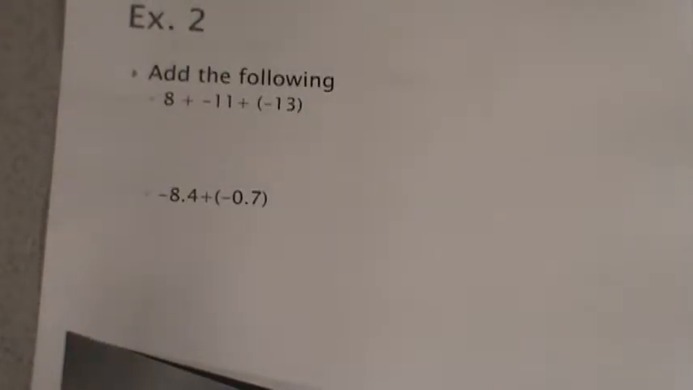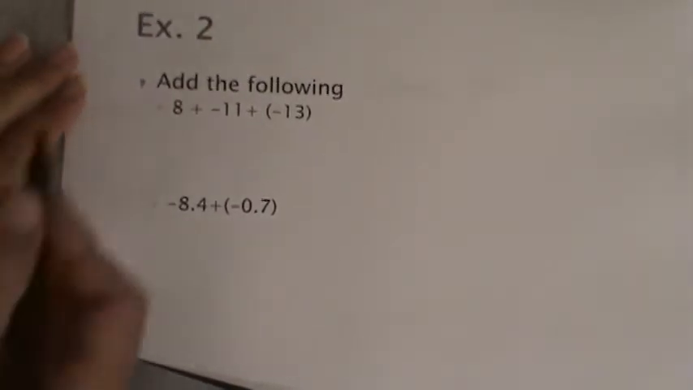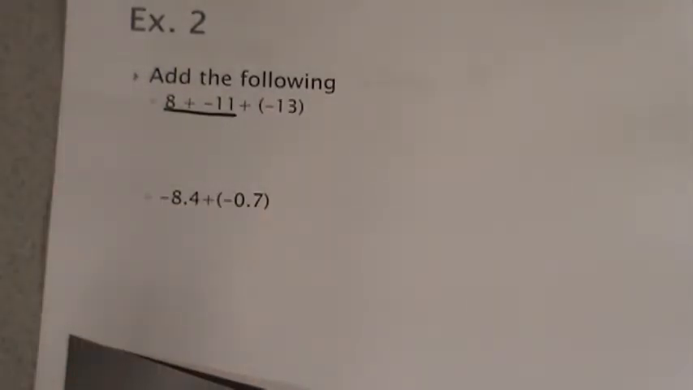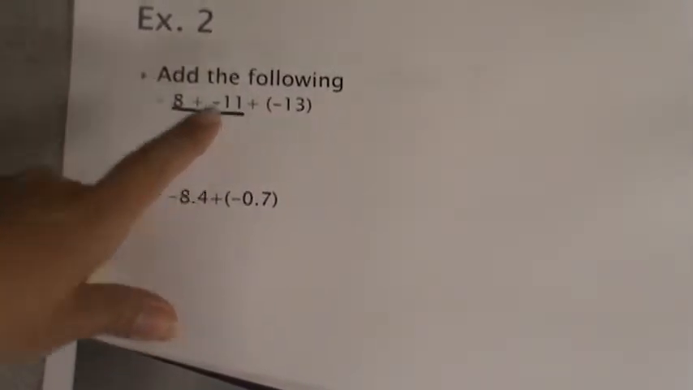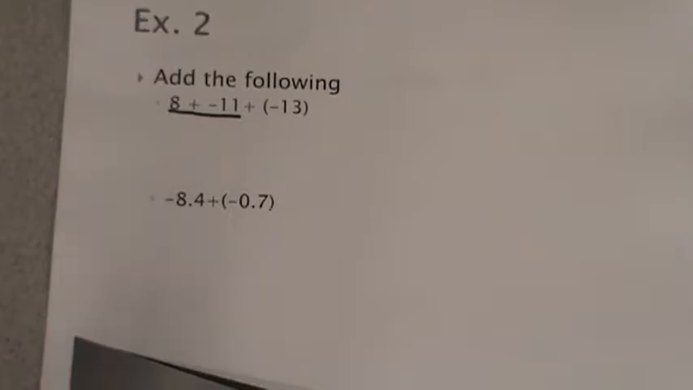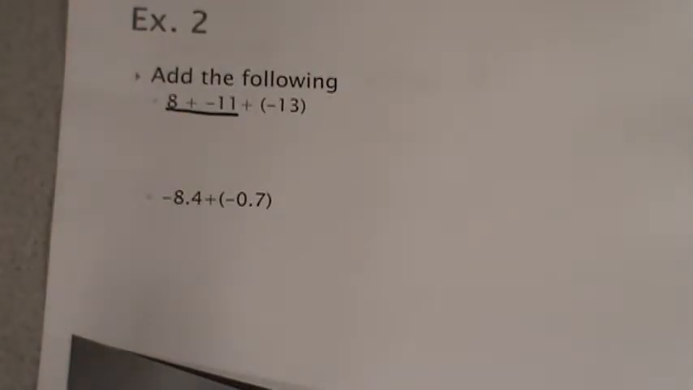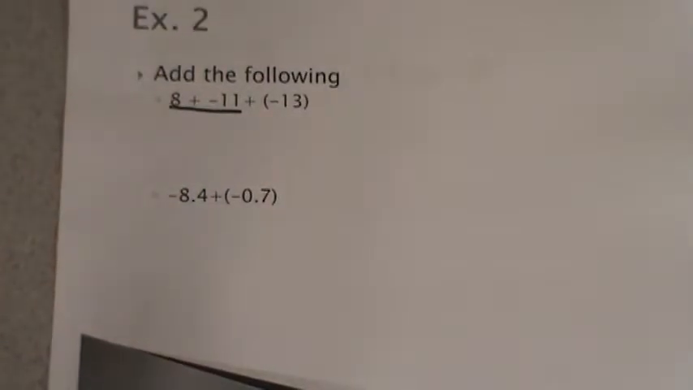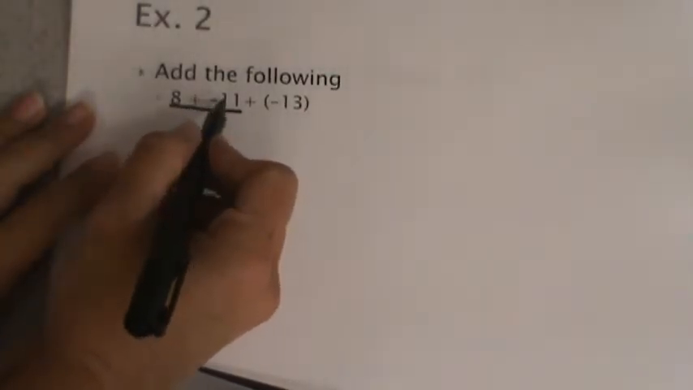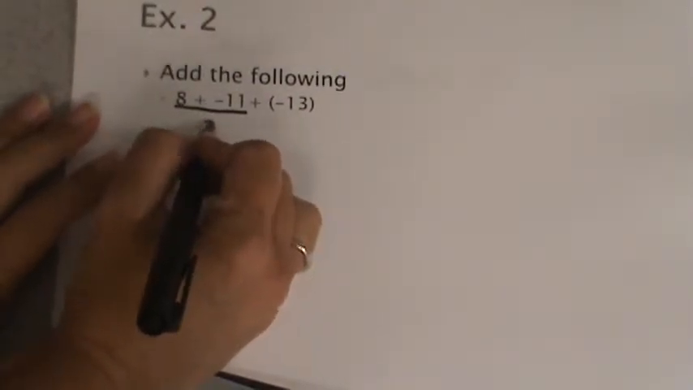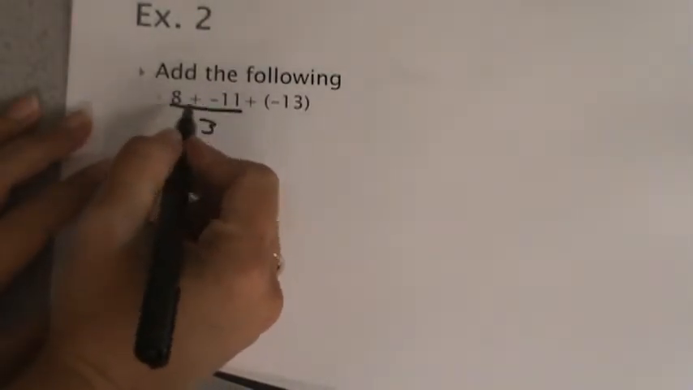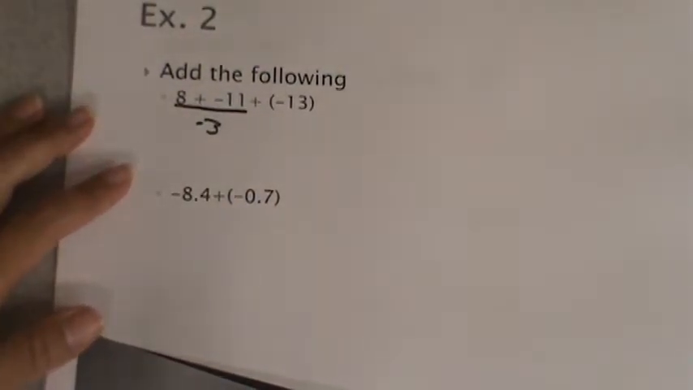So we're going to start here. When you have more than one number, you combine two numbers first. So let's ignore the -13, and we're going to do an 8 plus a -11. Remember the song: same sign, add and keep, different sign, subtract. The 8's positive, the 11's negative, so we're going to subtract these two. 11 minus 8 will give us a 3. Then it says keep the sign of the larger digit. 11 is a bigger number than 8, so that makes it a -3.